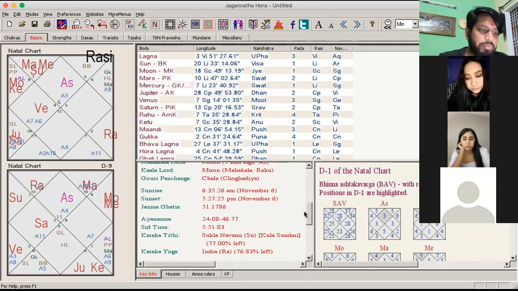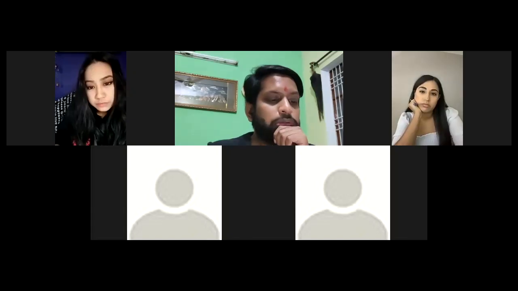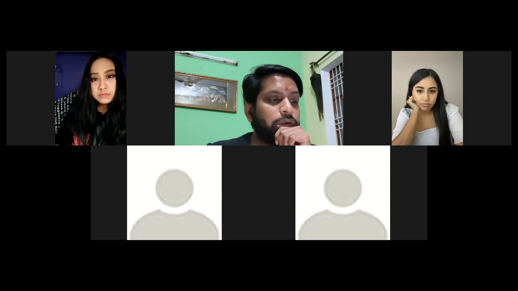We have made a chart at 3:03 a.m., so it is coming in the night. Is it very clear or not? Yes, because it is before the sunrise. So what will happen? We will go to this table, and then we will see.